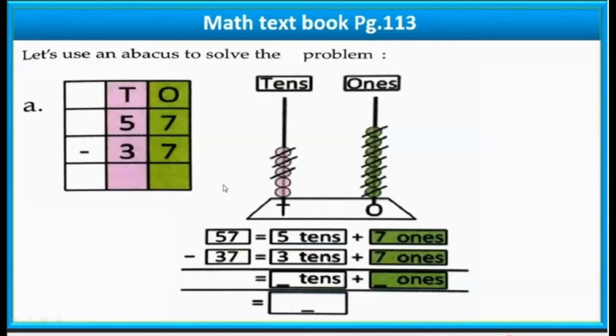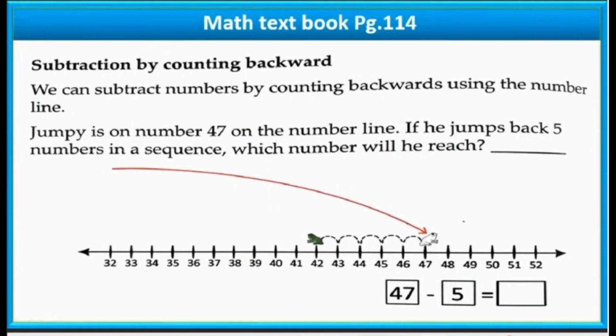Okay. So now let's move on to the next. Turn to page number 114. Okay, so you're all good with the concept. Let's move on to the next concept. Math textbook, page number 114. Okay, subtraction by counting backward.